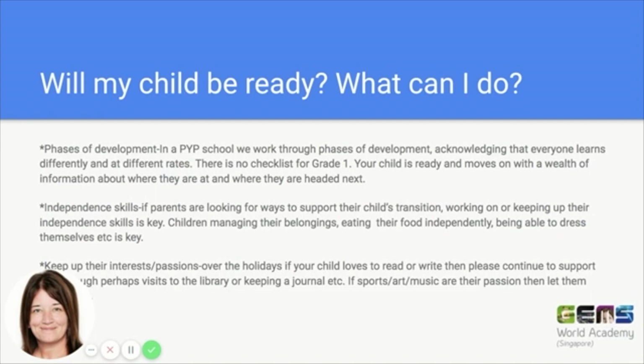We're also asked what the children can do over the summer to prepare for Grade 1. There is no set preparation for Grade 1. What we would encourage is that the children keep up their interests and passions over the summer. So if your child is a child who likes to read or write, then continue to support them perhaps by visiting the library if that's possible, or keeping a journal, writing letters to friends. If sports, art and music are their passion, then let them continue with that.